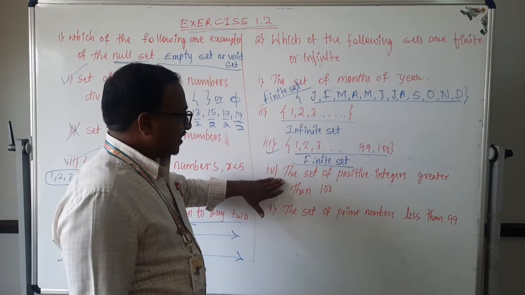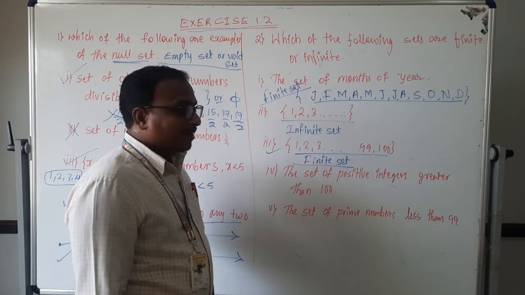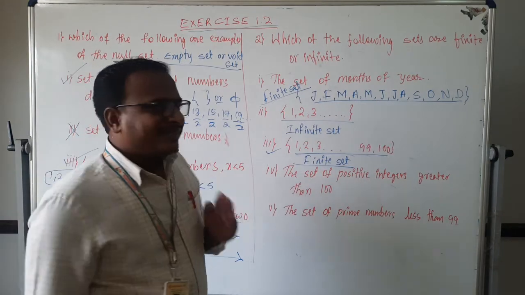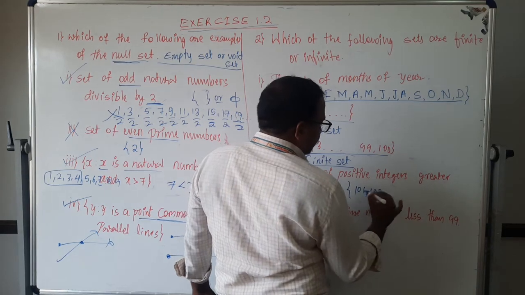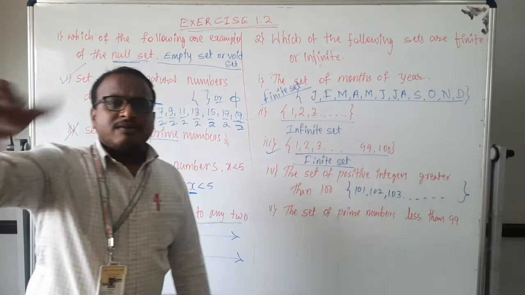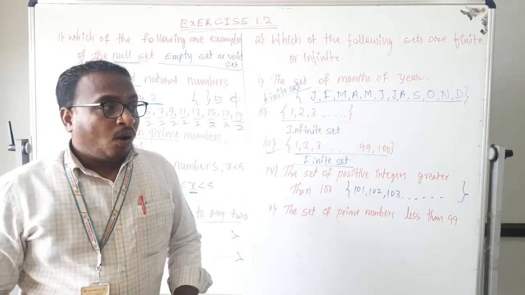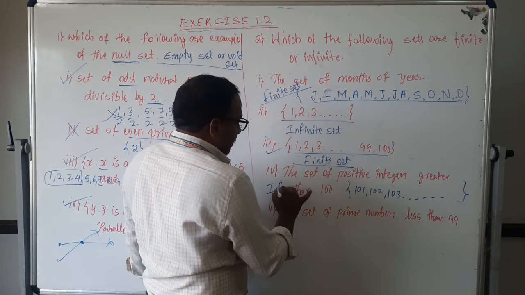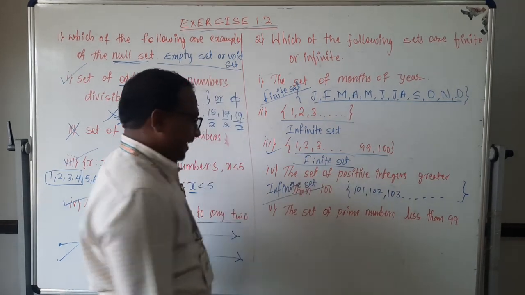Next, the fourth one: the set of positive integers greater than 100. Can I write this as 101, 102, 103 and so on up to infinity? These are positive numbers up to infinity, so we can't count those numbers. Since counting is not possible, it is called an infinite set.